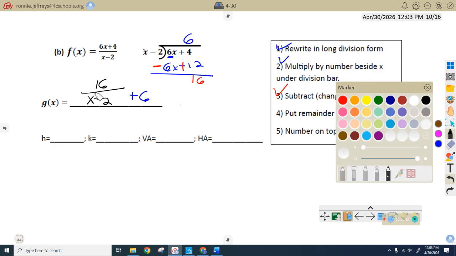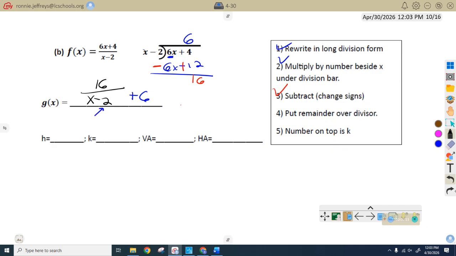All right. So our h is the opposite of minus 2, so that's 2. So our VA is x equals 2. Our k is 6. So our HA is y equals 6.